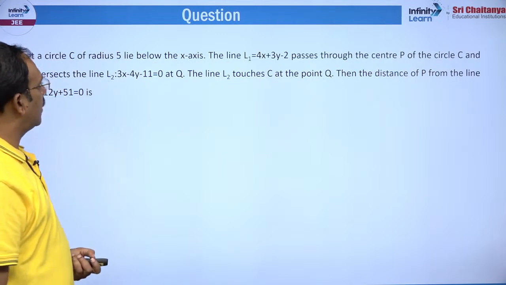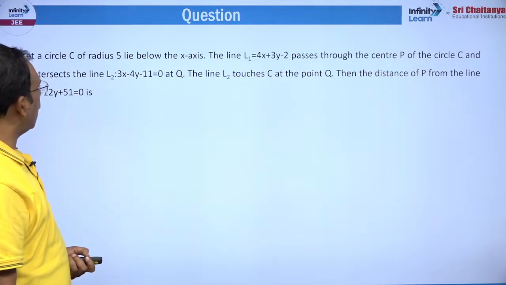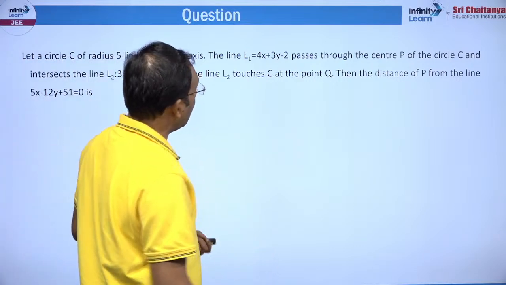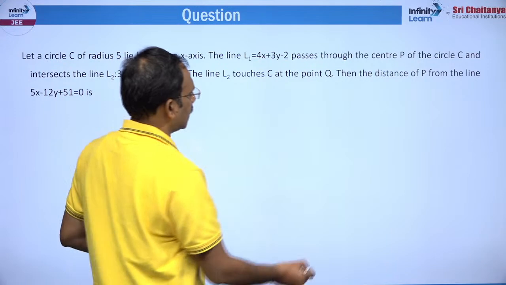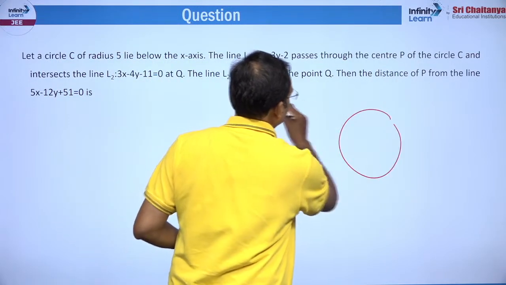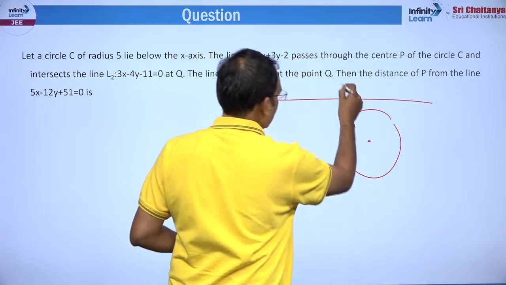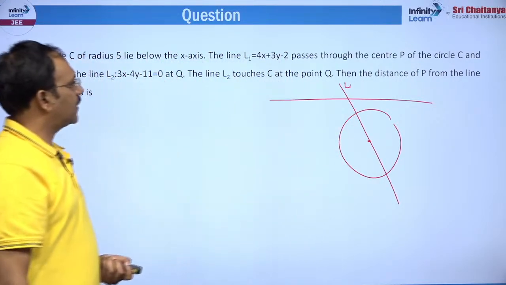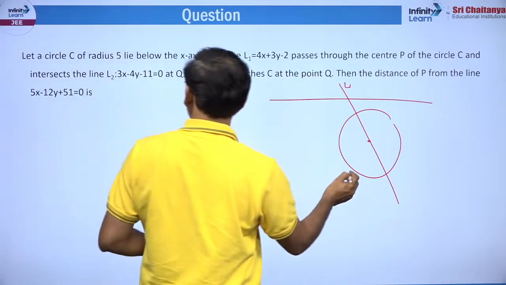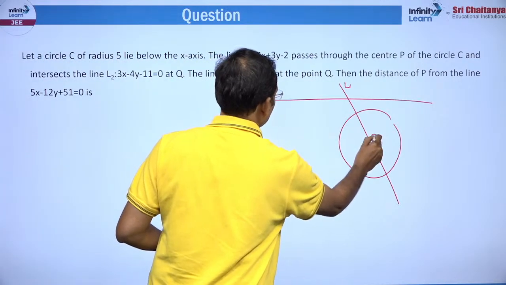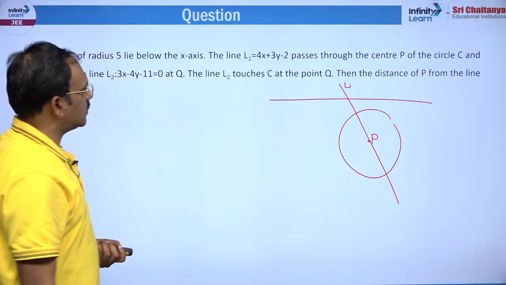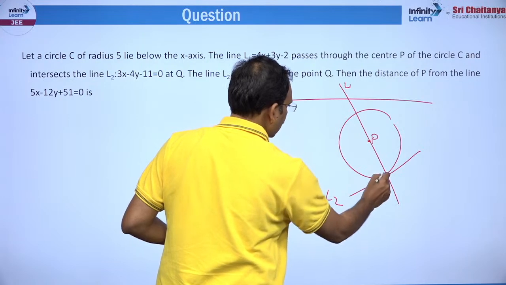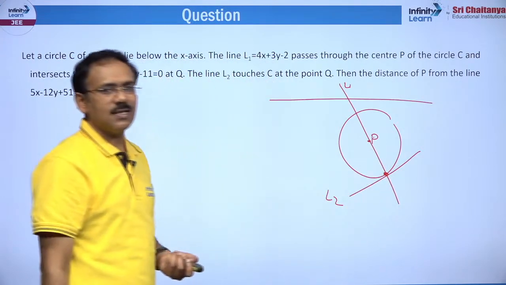In the same way, you see this question: a circle C of radius 5 lies below the x axis, okay. L1 passes through the center of the circle. Suppose this is the x axis, this is line L1 which is given, passing through the center P of the circle, and intersects the line L2 at Q, and L2 touches C at the point Q. So, line L2 is also given. So, this touches the circle, it is a tangent.